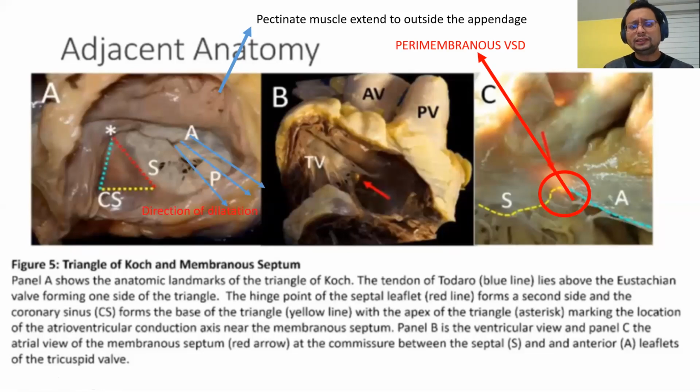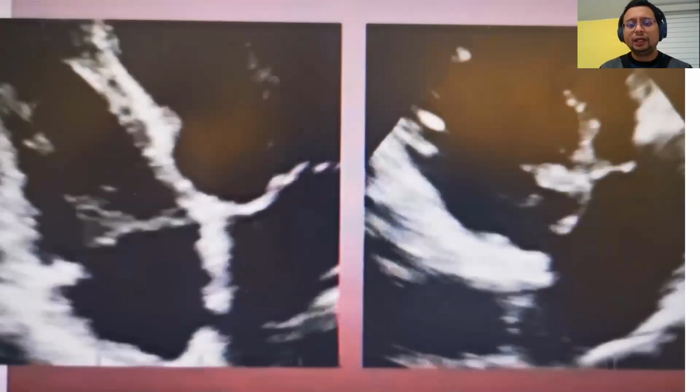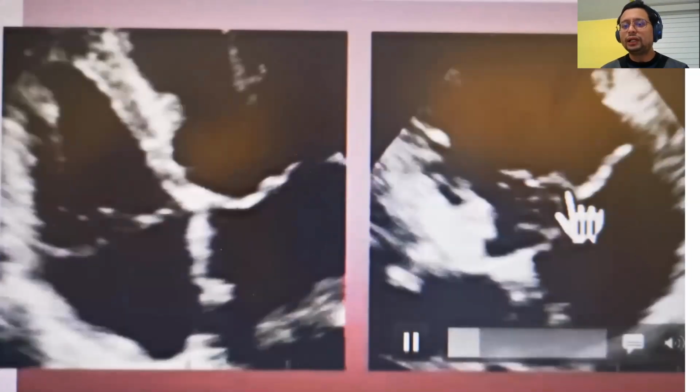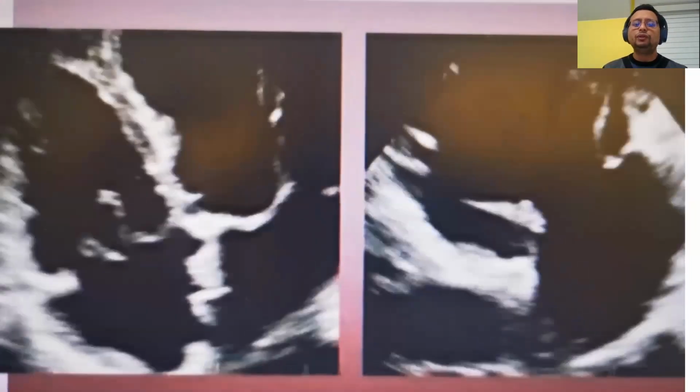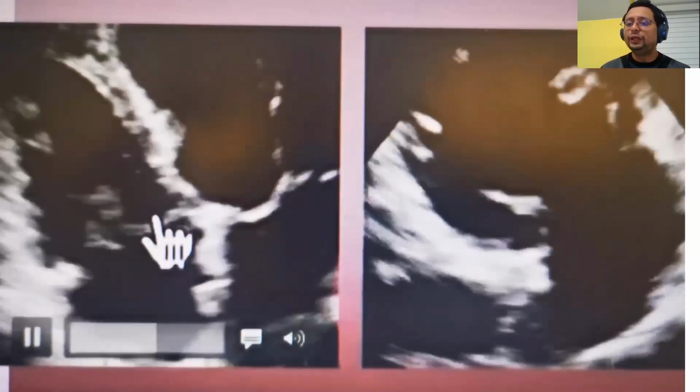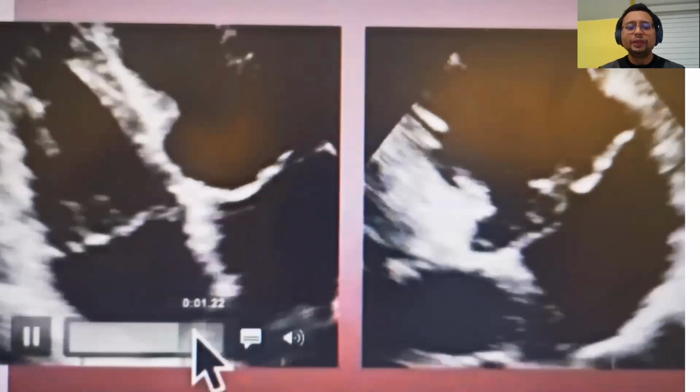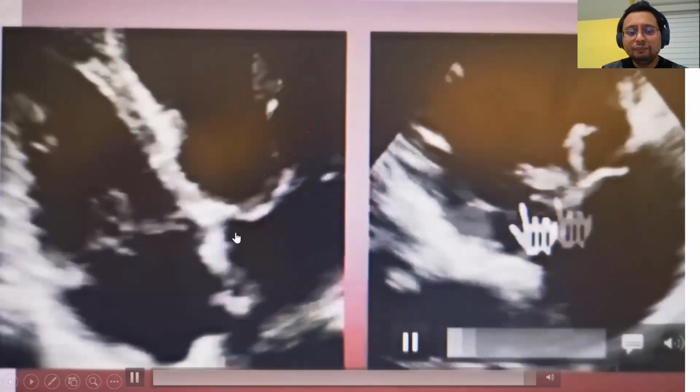And that arrow here is the direction of dilatation in the tricuspid valve annulus. Okay, so I just wanted to show you another example of tricuspid valve pathology. The first tricuspid valve pathology that I showed you is tricuspid valve stenosis secondary to rheumatic tricuspid valve disease. So this is actually an apical 4-chamber view.